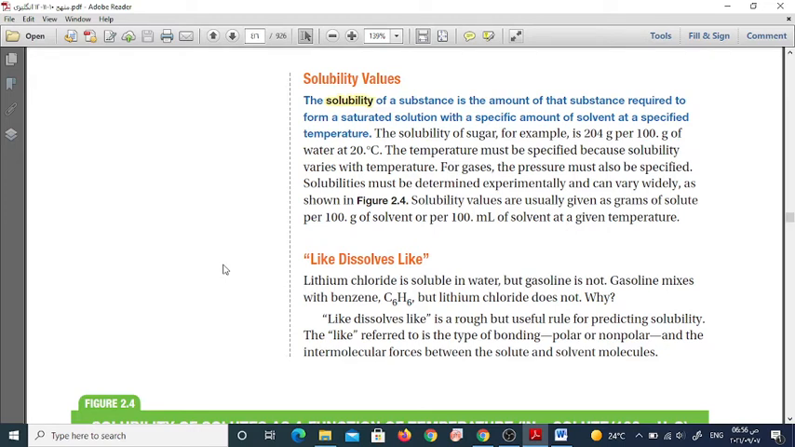But if you put NaCl, sodium chloride, which is table salt, in water, this table salt will get dissolved. Why? Because NaCl is a polar compound and the water is a polar molecule as well, so they will get dissolved. This is how the term like dissolves like is explained.